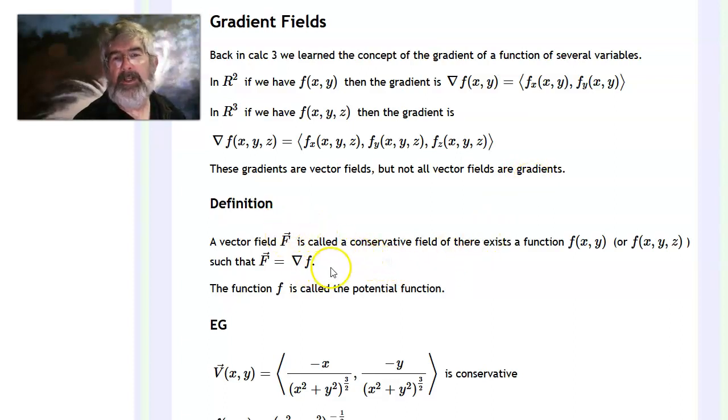I want to give a definition here. A vector field is called conservative if it's a gradient field, essentially. It's called conservative if there exists a function, f of x, y in R2 or f of x, y, z in R3, such that your vector field is in fact the gradient of this function. The function little f is often called the potential function for that gradient field.